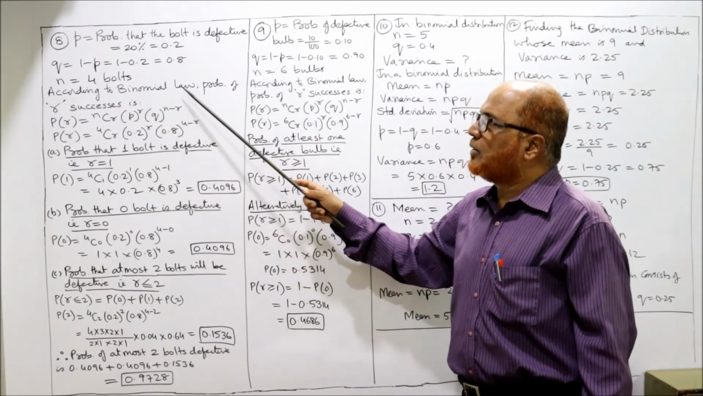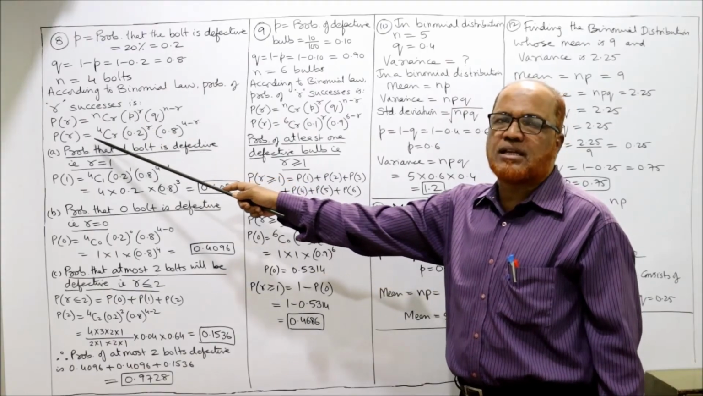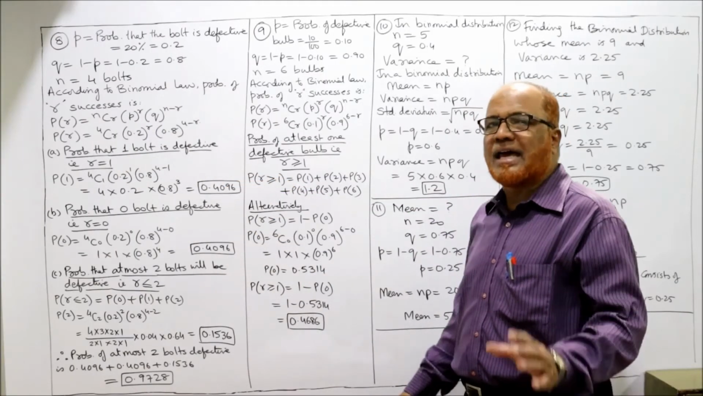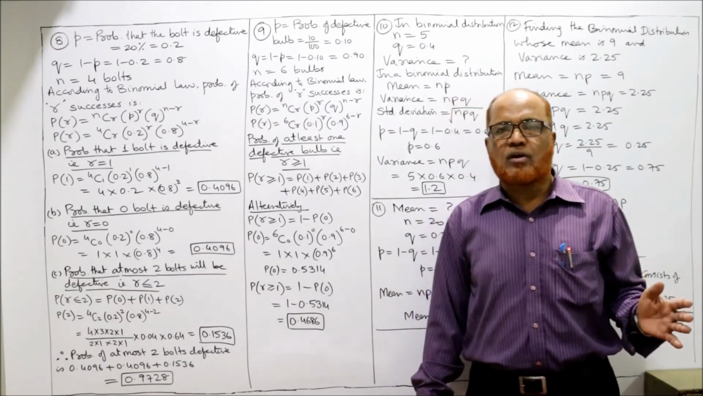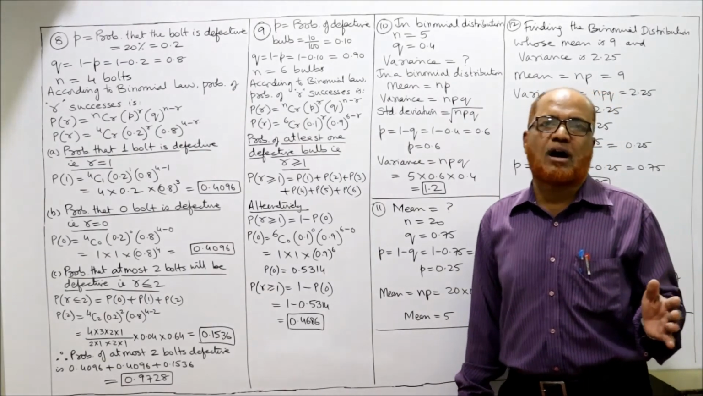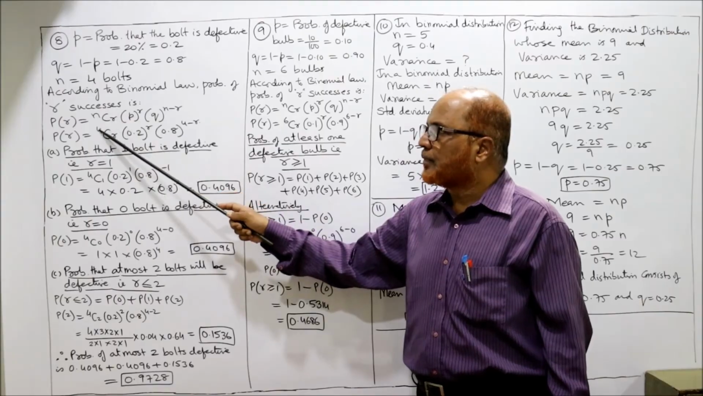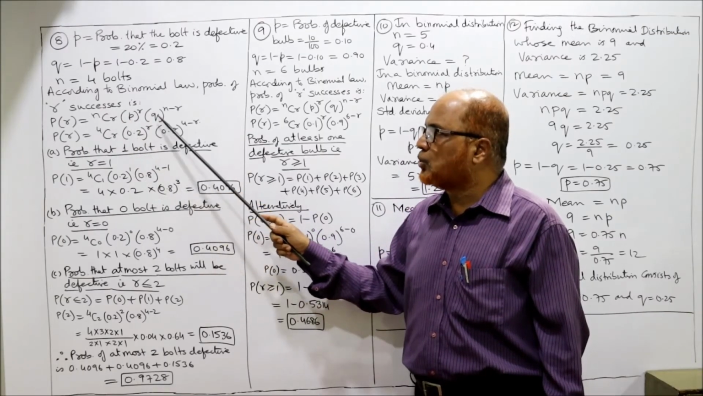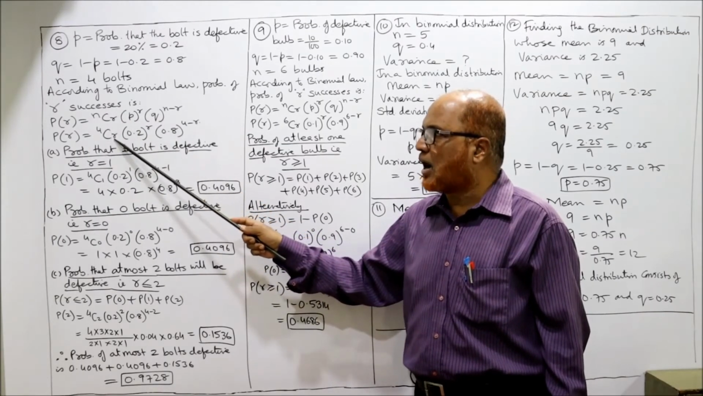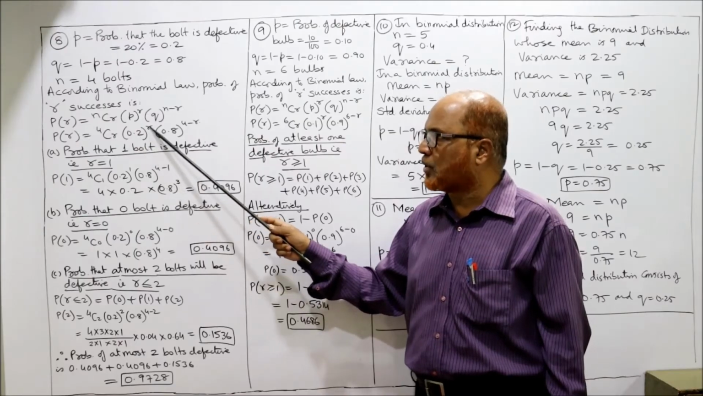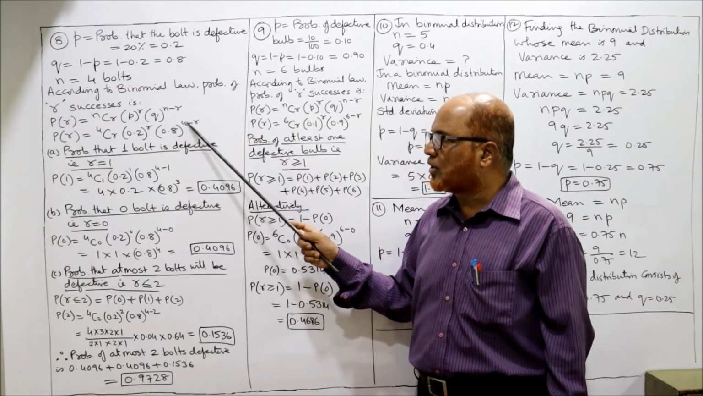Once you have N and P, you can apply the binomial distribution to find out the required probability. Now, according to binomial law, probability of R successes, P of R is equal to NCR, P to the power of R, Q to the power of N minus R. So in place of N we take 4, then P 0.2 and Q 0.8. So 4CR into 0.2 to the power of R, 0.8 to the power of 4 minus R.